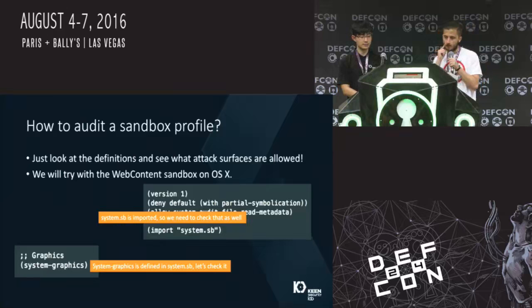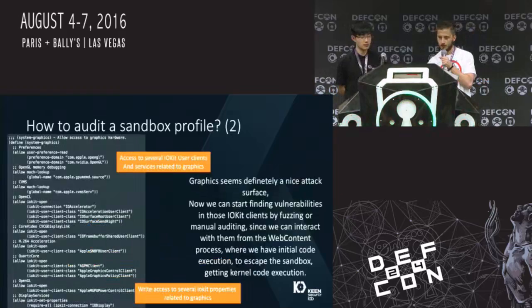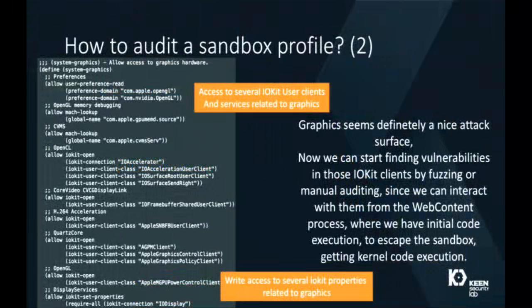As I showed you before, there is a deny default clause, but shortly after there is an import of system.sb, so we need to check that as well. And inside the system.sb, there is a nice surprise. As you can see, it defines something called system graphics, so we need to check that also. System graphics is defined here, and it allows you to open several IOKit user clients, all related to graphics.